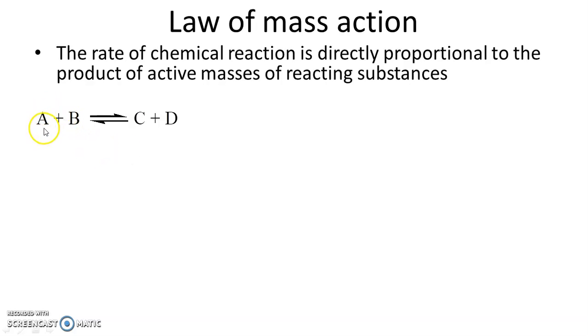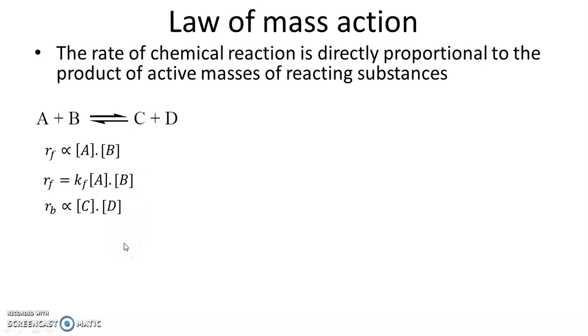Here 1 mole of A reacts with 1 mole of B, and there is a formation of 1 mole of C and 1 mole of D. According to the law of mass action, the rate of forward reaction depends upon the molar concentrations of A and B, and therefore the rate of forward reaction is directly proportional to the molar concentration of A into the molar concentration of B. Therefore the rate of forward reaction, RF, is equal to some proportionality constant Kf, that is the velocity constant or rate constant, into the molar concentration of A into the concentration of B.